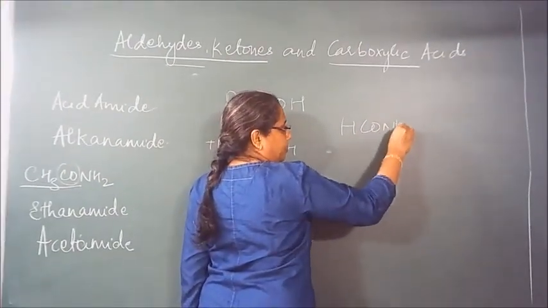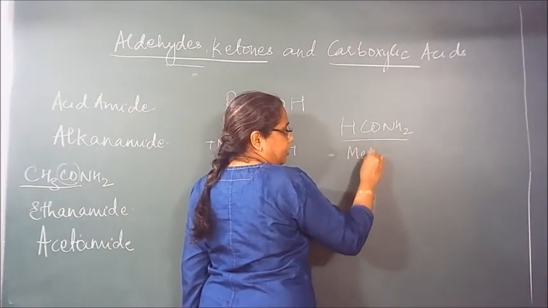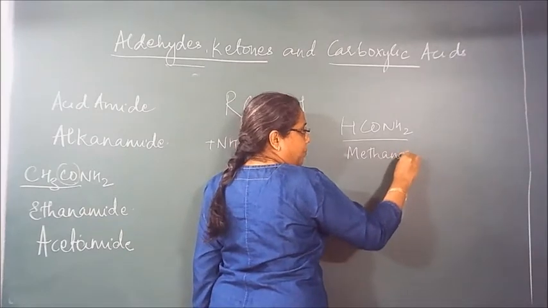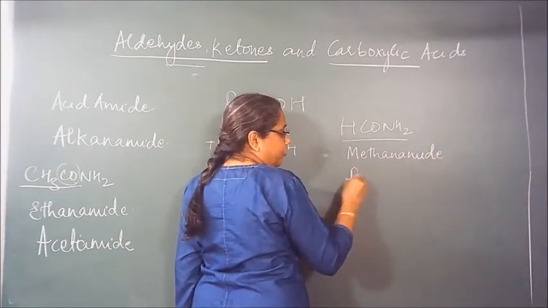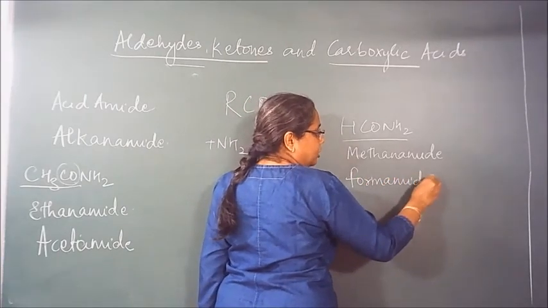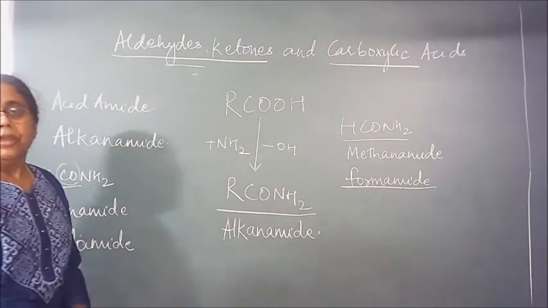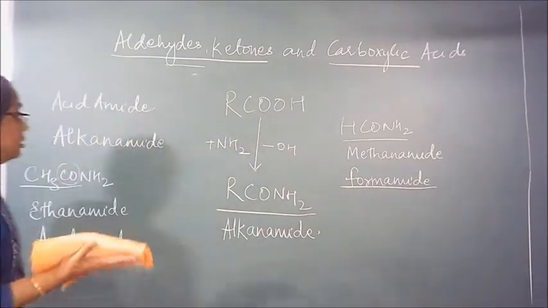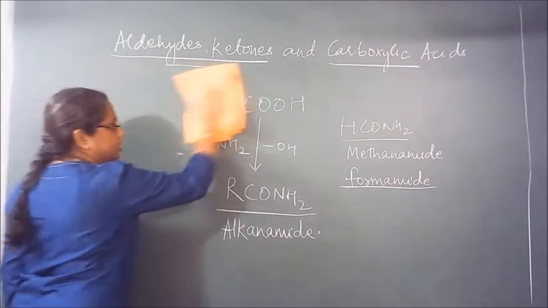If I write, let us suppose, HCONH2, the IUPAC name is methanamide, because it is a derivative of methanoic acid, or it is called formamide. Why is it called formamide? Because it is a derivative of the common acid, formic acid. Now we will talk about the third acid derivative, which is called esters.